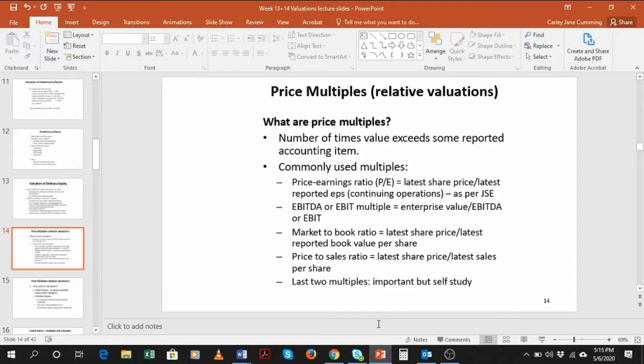Then we have the market to book ratio, and this is calculated by taking the latest share price and dividing that by the latest reported book value per share. The latest share price again will come from market information if the shares are publicly traded, whereas the book value per share you will be able to obtain from the financial statements. Then we have our price to sales ratio. This can be calculated by taking the latest share price divided by the latest sales per share. The last two multiples are important, and you can read about those further in your textbook.